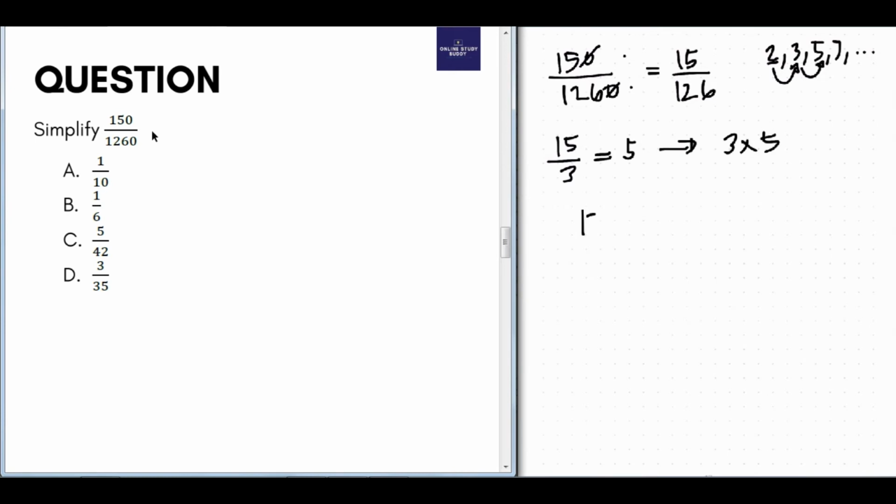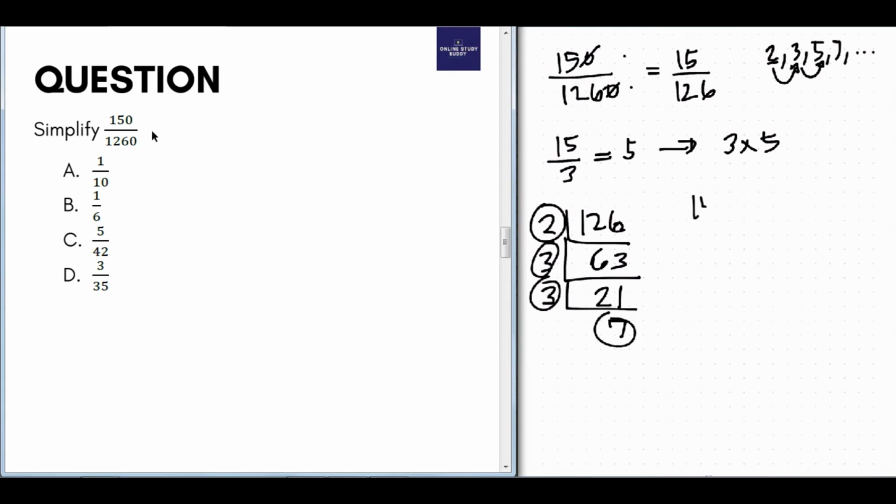Then, 126, prime factors niya, divide muna natin siya by 2. So, 126 divided by 2 is 63. Hindi na siya divisible by 2. So, proceed tayo sa 3. 63 divided by 3 is 21. Divisible pa rin siya by 3. So, we divide it by 3. 21 divided by 3 is 7. So, 7, prime number na siya. So, stop na tayo dyan. So, ang prime factors ng 126 ay 2 times 3 times 3 times 7.